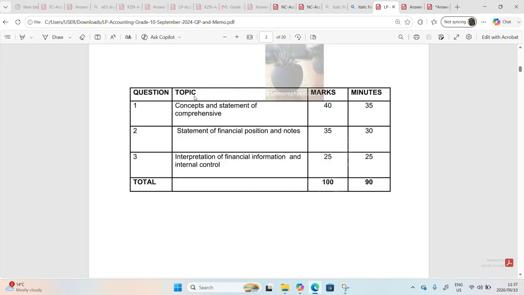All right. So as you can see, question 1, mostly for September question papers, it's always concepts and the statement of comprehensive income, the income statement. Question 2, the statement of financial position and notes. And then the last question is interpretation of financial information and internal control ratios, question number 3.